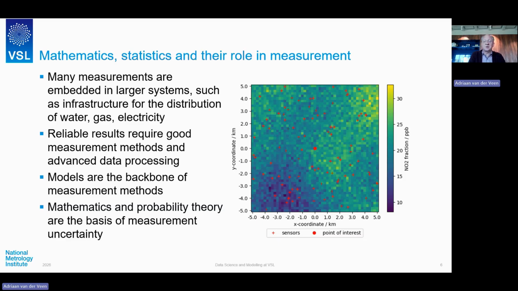On the right-hand side, you see a picture of a sensor network. And in sensor networks, well, you have a lot of sensors placed at locations, but those locations are not always the location where you're interested in a measurement. So you use mathematics and statistics to get an estimate at the point of interest.